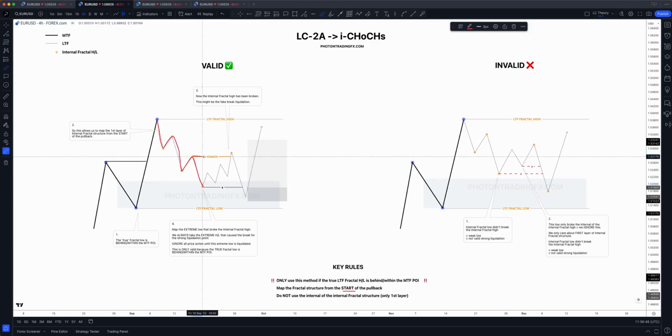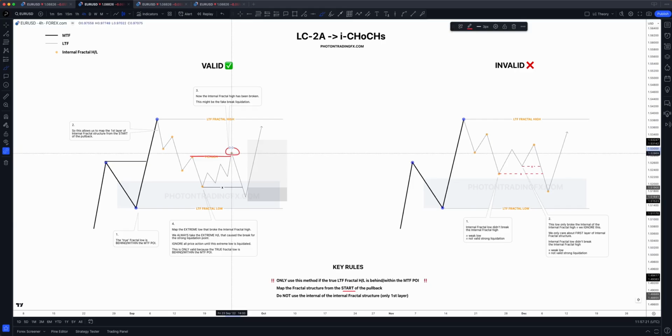So at that point, these two red lines are the internal fractal range, right? So all of the price action between those two red lines, between the internal fractal high here and the internal fractal low, we ignore all of these highs and lows, okay? At this point here, the internal fractal high is broken. So now what we can do is we can label that bullish internal change of character, okay? So we have our internal change of character, which means we now have our first internal potential fake break, right?